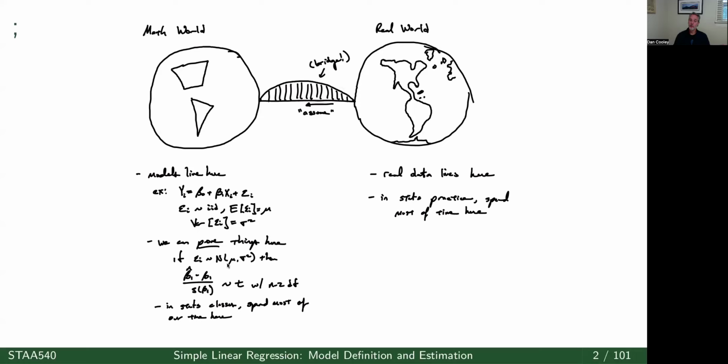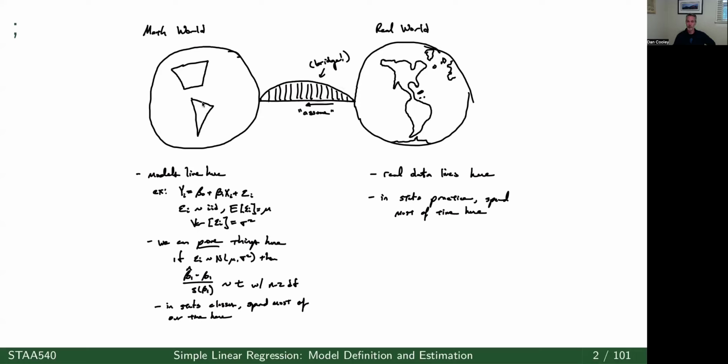If we further assume that they're normal, then our test statistic associated with making inference on beta 1, the slope parameter, we can prove that that has a t-distribution. Student's t-distribution, William Gossett proved that way back. And so where does that live? That lives over here in Mathland.